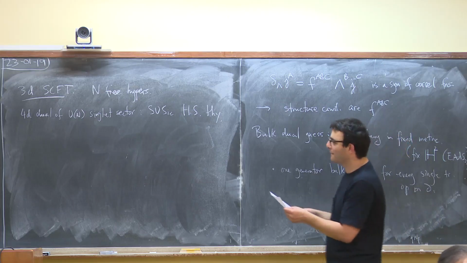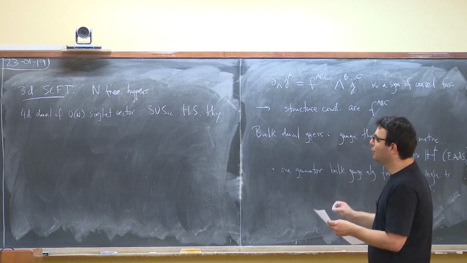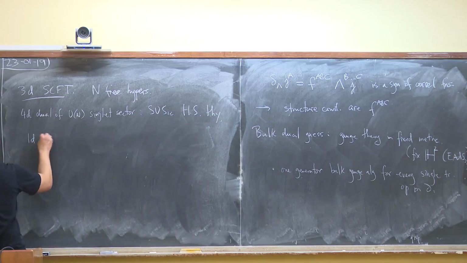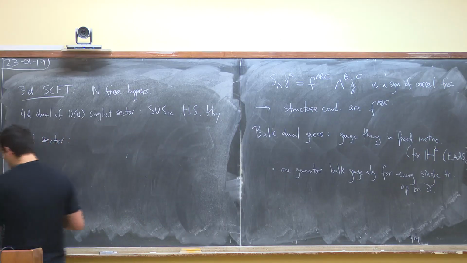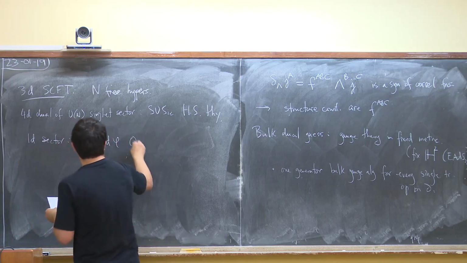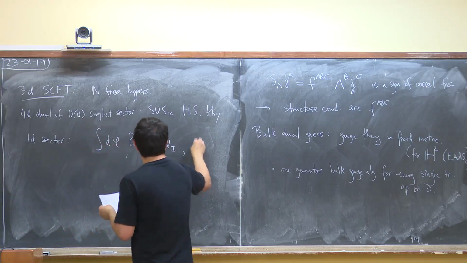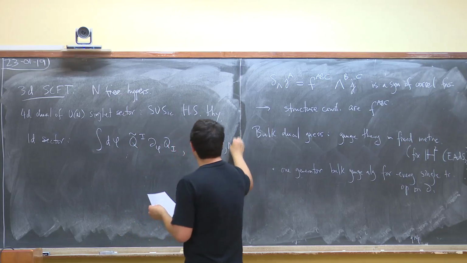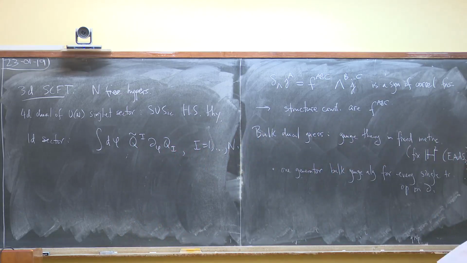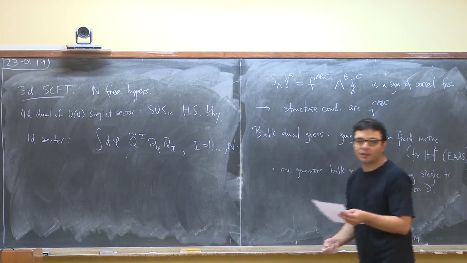Okay, so 3D SCFT and free hypers, 4D dual supersymmetric higher spin theory. What is the 1D sector of the 3D SCFT? Well, it's just given by this theory: d phi q tilde I, d phi q I, where I goes from 1 to N. So for each hyper, we have a pair of q and q tilde. We have N hypers, so we have N such pairs. And this is the action. This is the whole 1D theory.